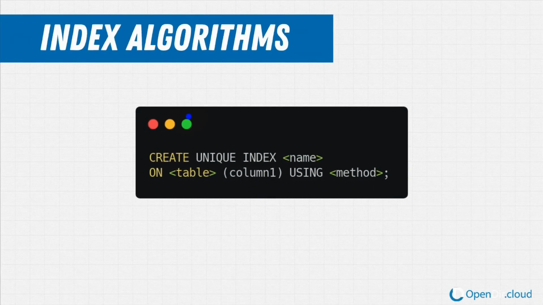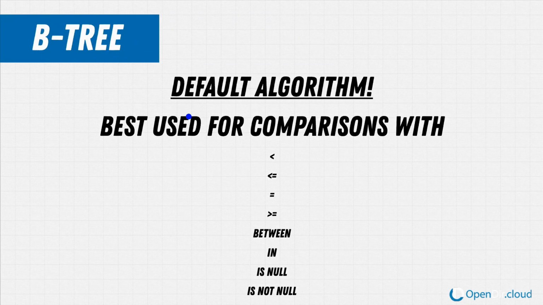So this begs the question, from what we just saw: when should I use which algorithm? Now, the B-tree algorithm, as we said, is the default algorithm, and it is best used for comparisons with greater than, less than, between, in. In is the one we were using in our query. Is null and is not null. So all of these are specifically performant with a B-tree algorithm index. So the default algorithm would have worked best for the in, and we saw that because it was 0.2 seconds.